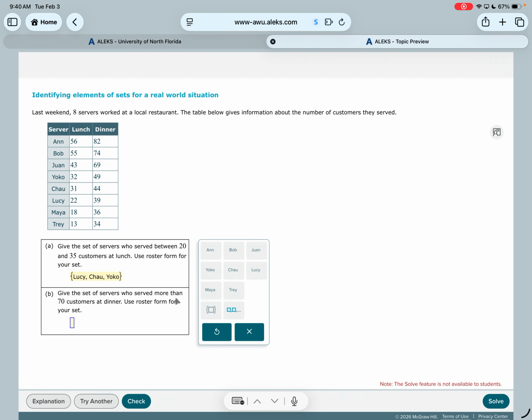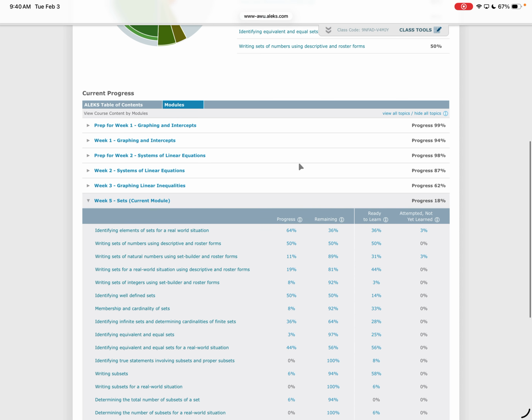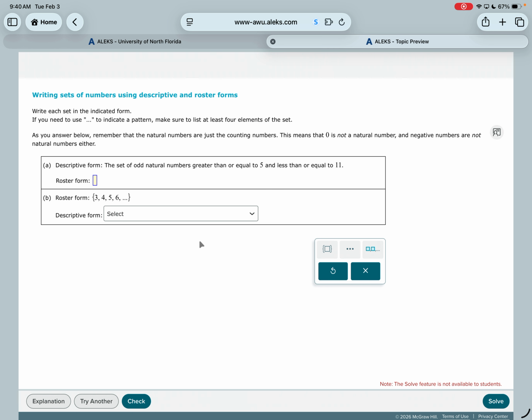Give the set of servers who served more than 70 customers at dinner. These are from least to greatest, so that makes it easy. But again, bracket, 70 or more would be Bob and Ann, right? Bob and Ann. And we have our answer. So again, this is just roster form, making sure you use the brackets. Talking about roster and descriptive here. Like I said, it kind of tells you what a natural number is, but it's just a counting number. So here, they give us a descriptive and we got to do roster.